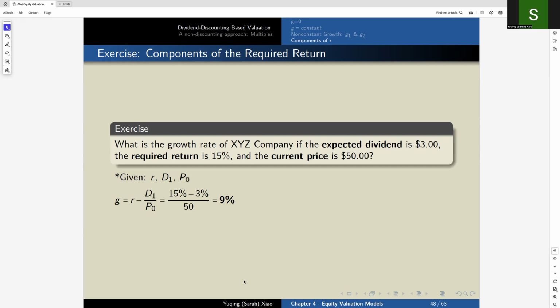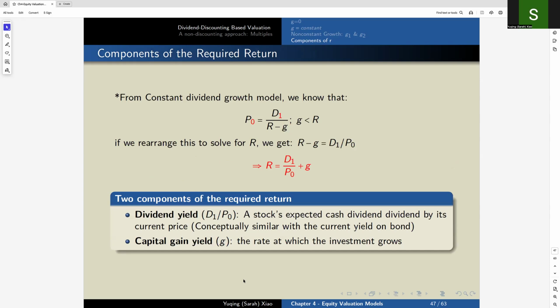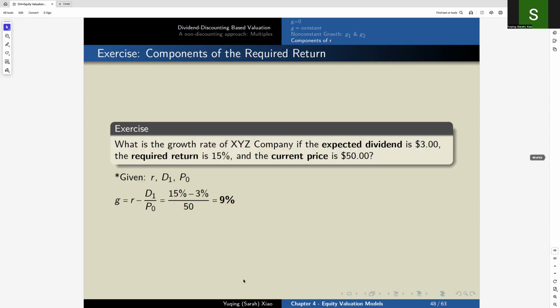$3 divided by $50 equals 6%. Now, since the required return is 15% and required return equals dividend yield plus growth, the growth rate must be 15% minus 6%, or 9%. If we use the formula from the previous page, we get the same result, 9%. So investors expect this firm's dividends to grow at 9% per year.